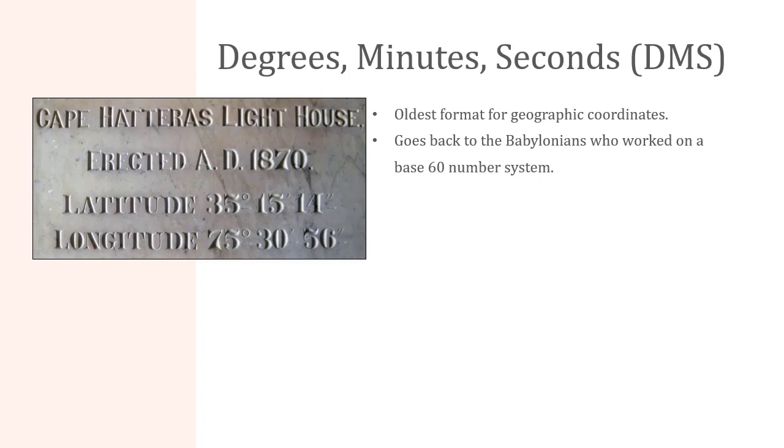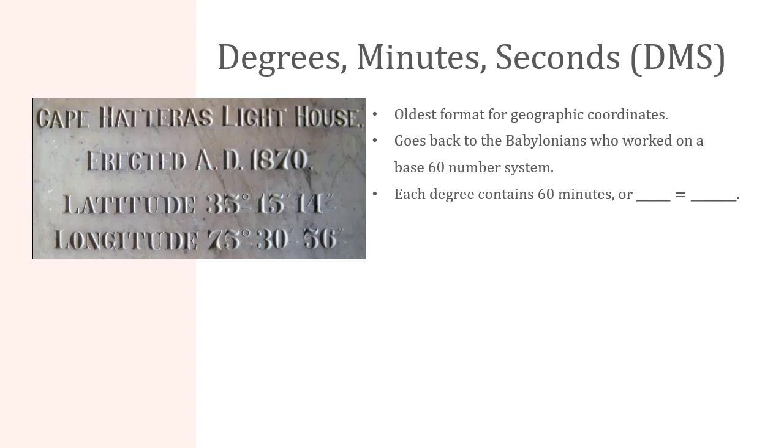and a longitude in degrees. We can see the 35 degrees and the 75 degrees. And then the remaining coordinates are in minutes and seconds. In this example, let's do some definitions here.